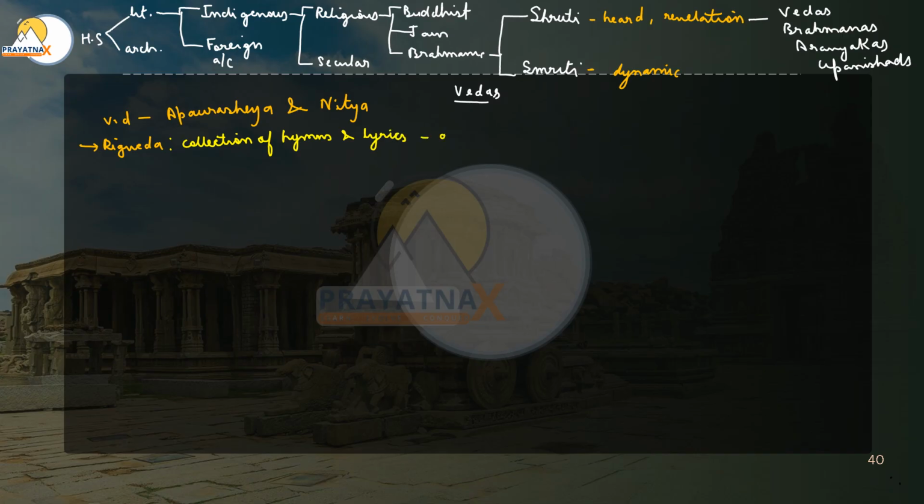Further, it is the oldest of all Vedas, and it is considered the oldest text in the world, also known as the First Testament of Mankind. It had 1028 hymns or suktas. It had 10 mandalas and about 10,580 verses. Now, these hymns and lyrics were dedicated to many Vedic gods like Agni, Indra, Varuna, Surya, Soma, but Indra was the most important.